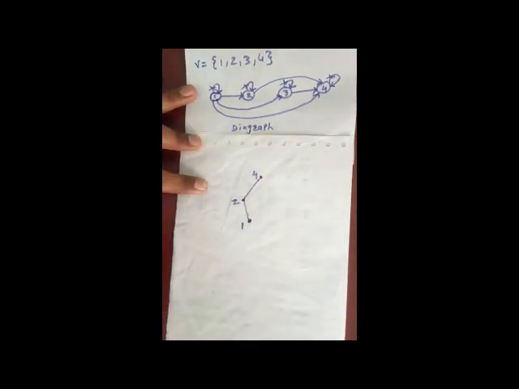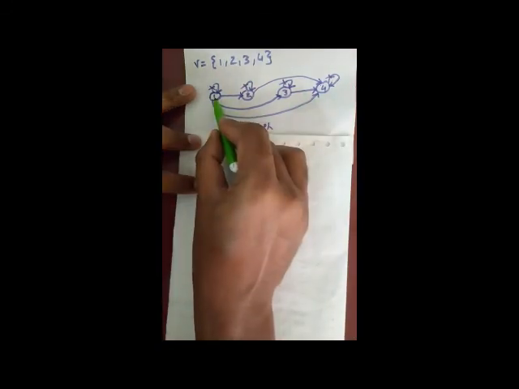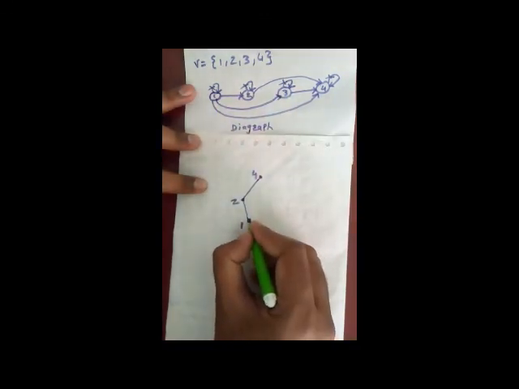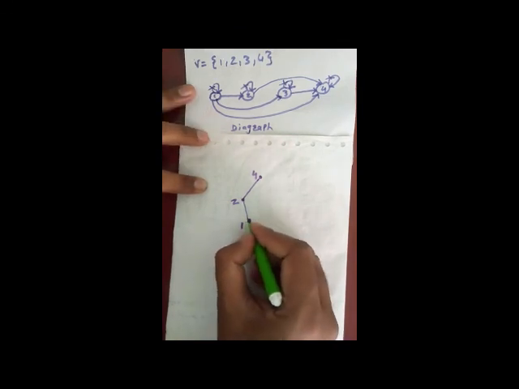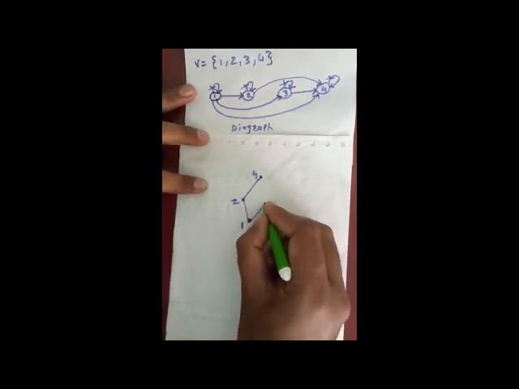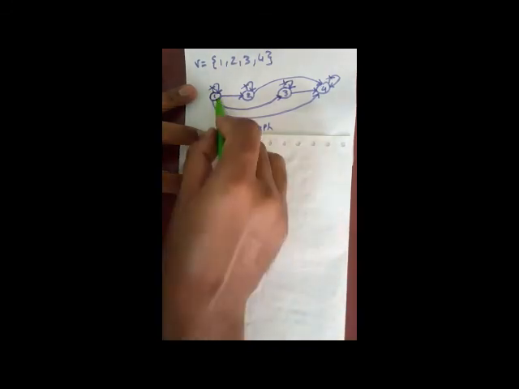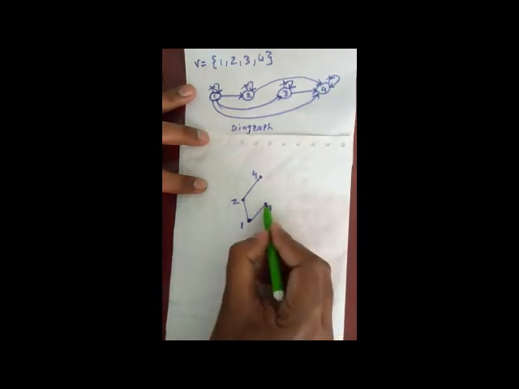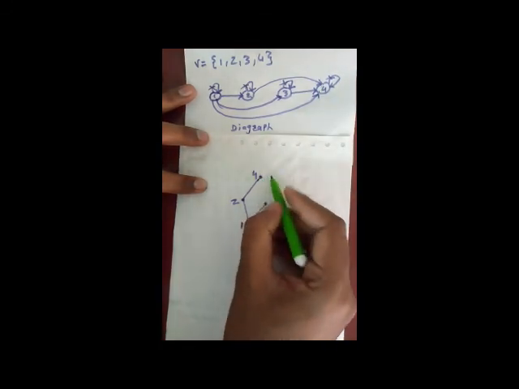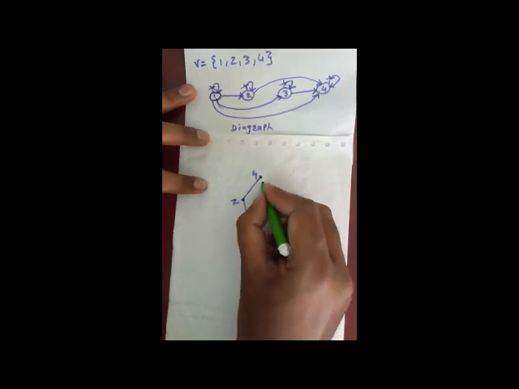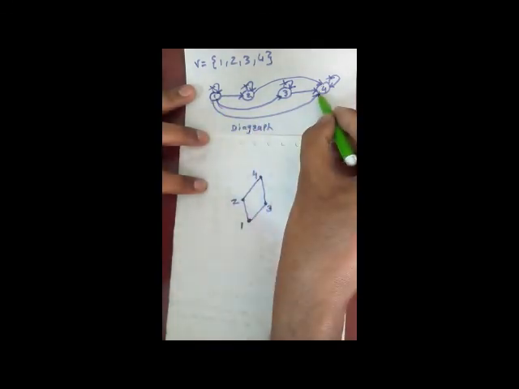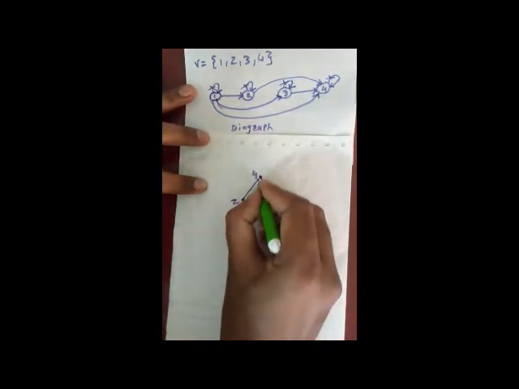Now next consider 1 comma 3. So 1 is already here, so 1 is at the lower level and 3 is at the upper level, so it is 1 3. Then 3 comma 4: 3 is available, 4 is also available in this graph, so 3 4. Now the next one is 1 comma 4.